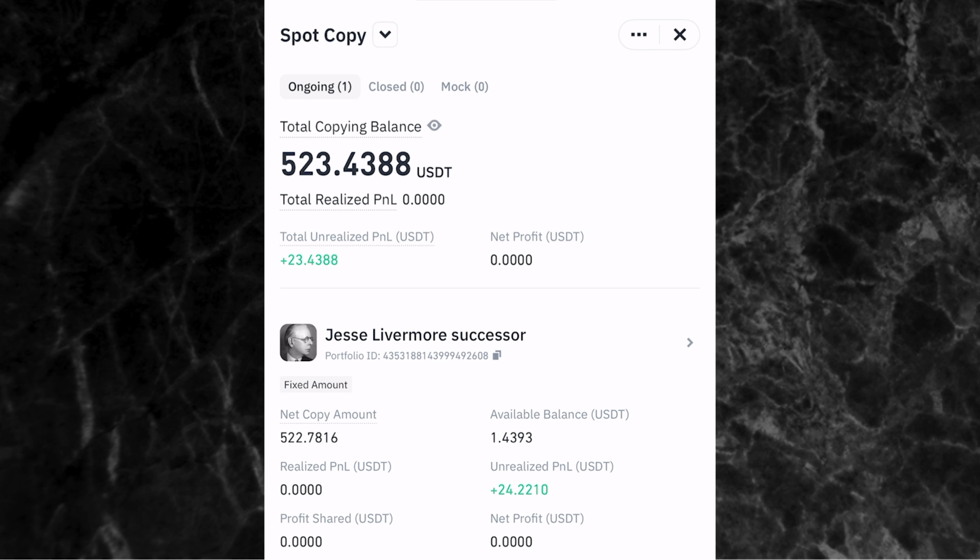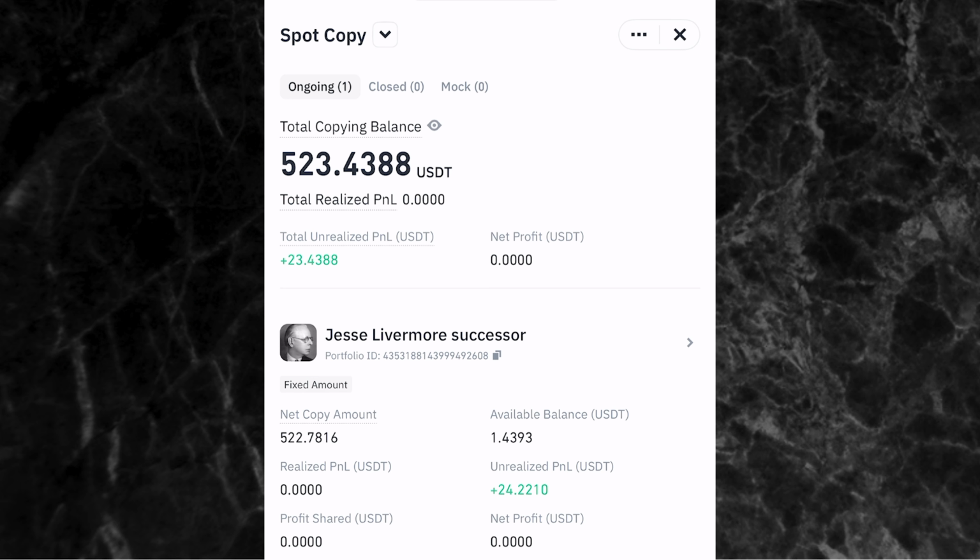Now, for the futures copy, for that one, I cancelled it after 3 days. Now, here's why I cancelled it. On the 3rd day, when I checked it, I noticed that the trader was taking a trade and the trader was losing money on that trade. So I was also losing money. Remember, whatever profit or loss you make will depend on the trader you are copying.